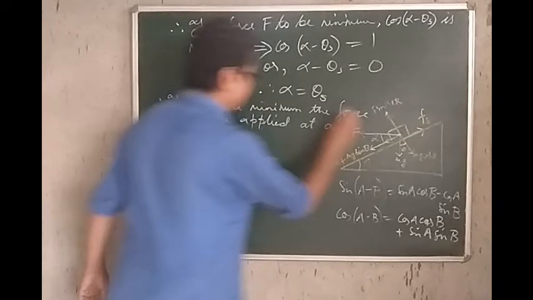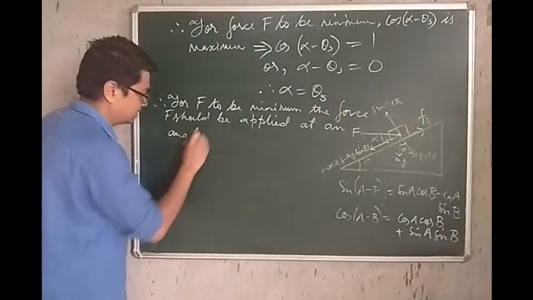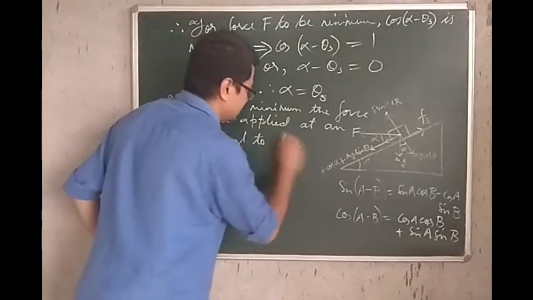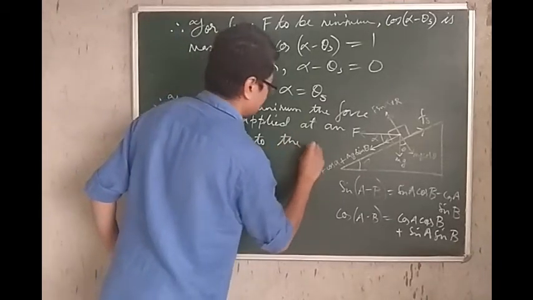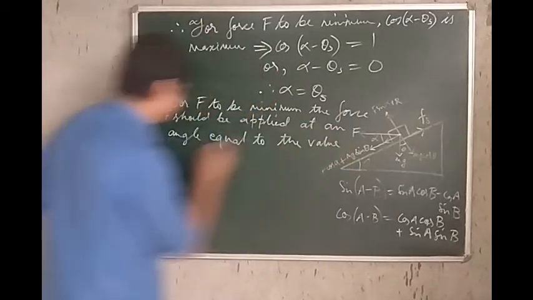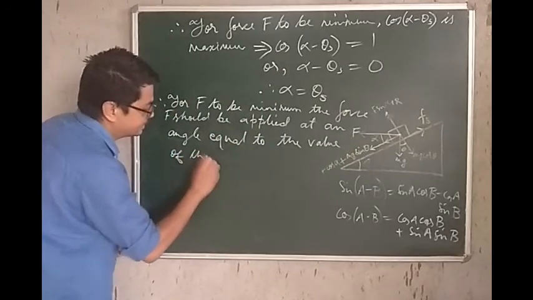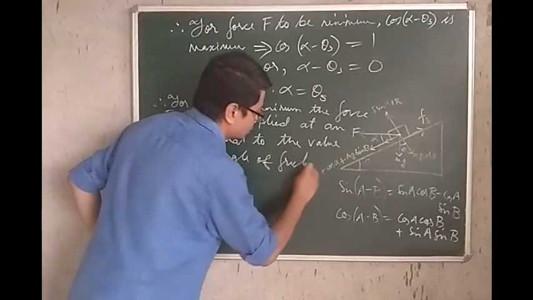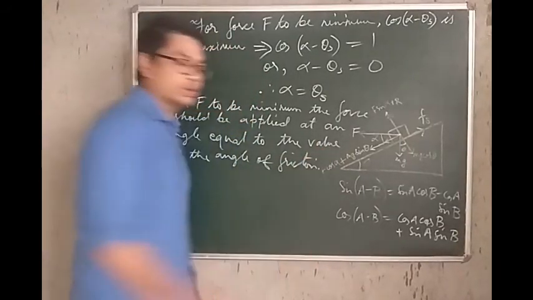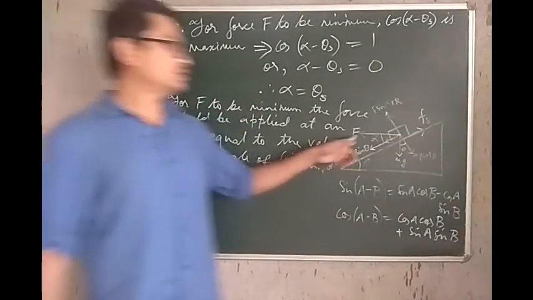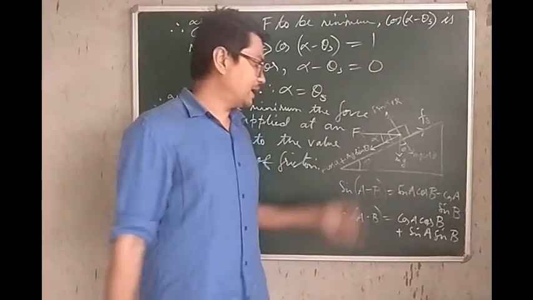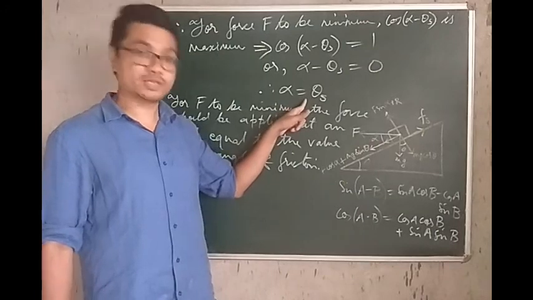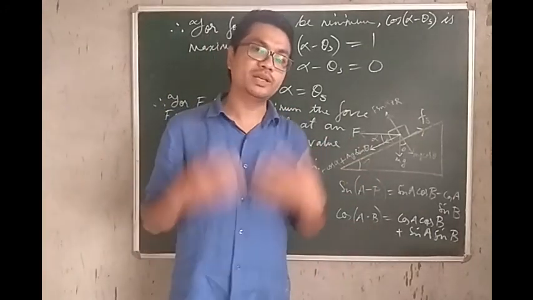at an angle equal to the value of the angle of friction. So if we apply the force F at an angle α which is equal to the angle of friction itself, then the value of F will be minimum.